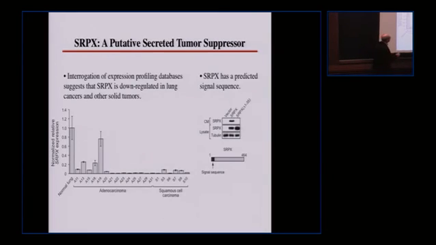Here we're confirming that SRPX has a predicted signal sequence. We're expressing SRPX in 293 cells, which don't express the endogenous protein. You could see we see some SRPX in the lysate, but we also see some in the conditioned medium, indicating that some of it's being secreted. And if we remove the first 35 amino acids of the protein that contain the putative signal sequence, we no longer see secretion into the conditioned medium.